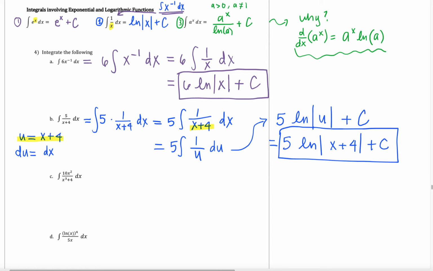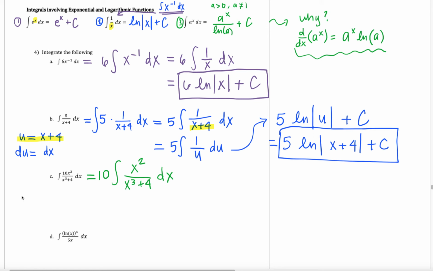So here we have the integral of 10 times x squared over x cubed plus 4 dx. Just like we did in the prior example, I'm going to take out that scalar of 10. So we get 10 times the integral of x squared over x cubed plus 4 dx. Although it looks a lot messier to start with, it's actually going to end up being something of the form 1 over u.